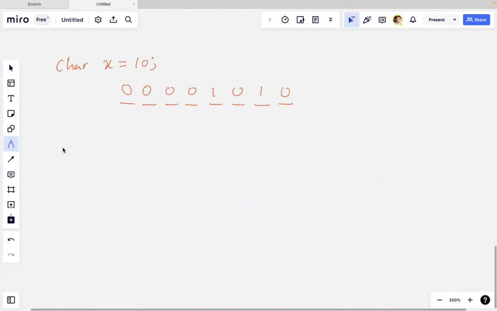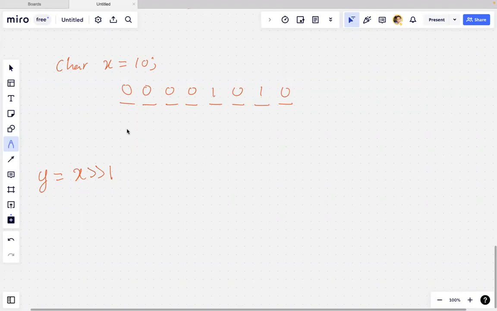Okay, you can write y is equal to x right shift by 1. The greater-than signs mean the right shift operator. Right shift by 1 means all the bits should be shifted to the right by 1.